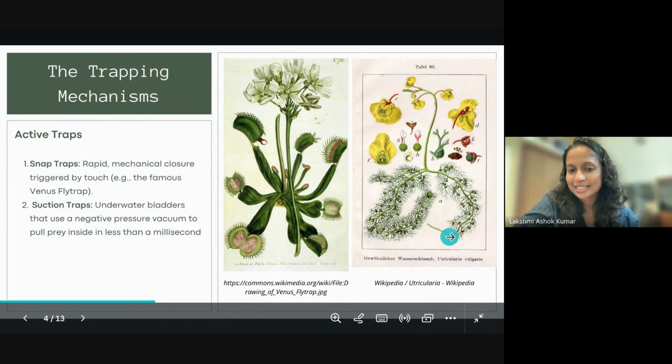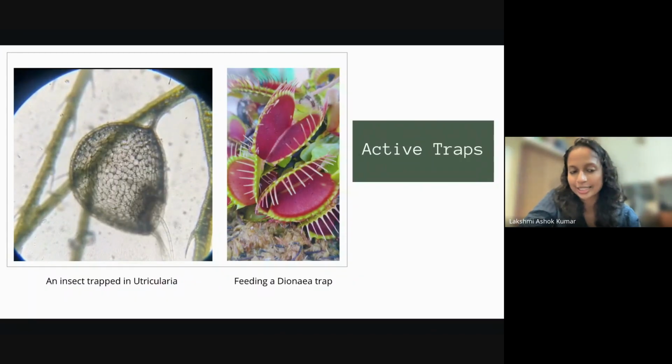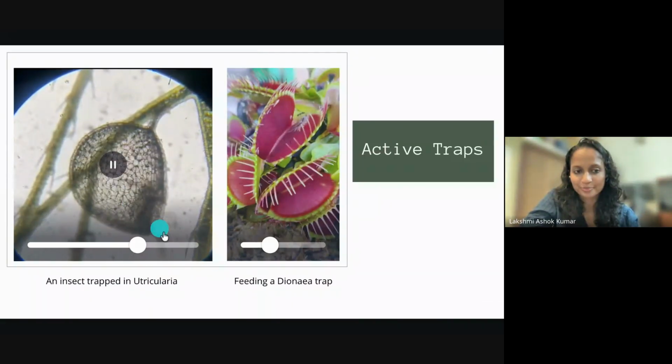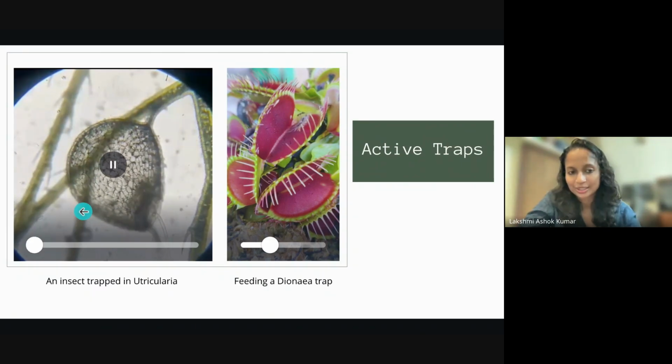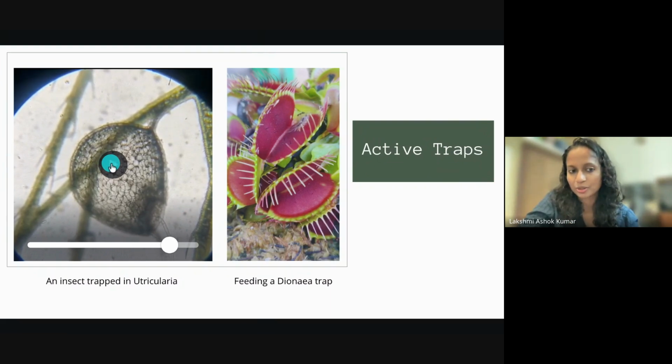So let's see. Here you can see a utricularia sac, and inside you can see something moving also. That is how it has trapped an insect inside. The hair here is a feeler, and it has caught something. I was lucky to find something under the microscope. I was just checking on the bladder, and I saw something moving inside.